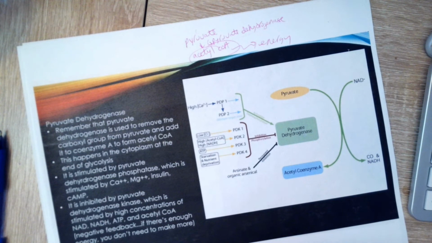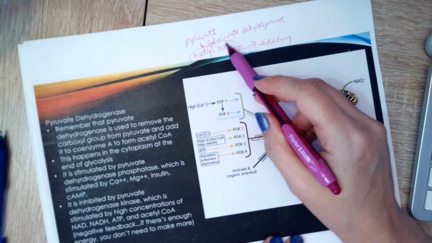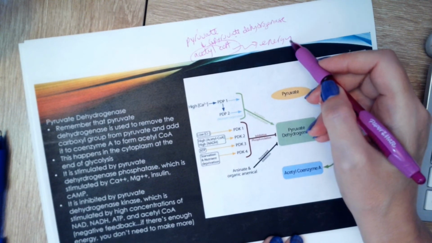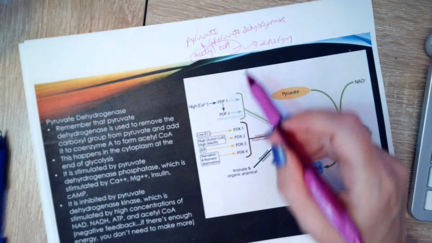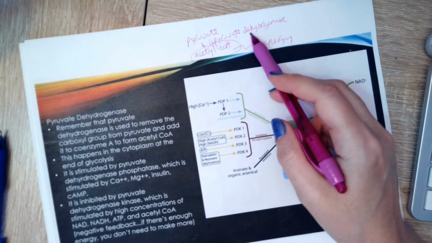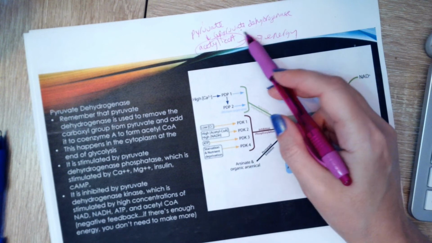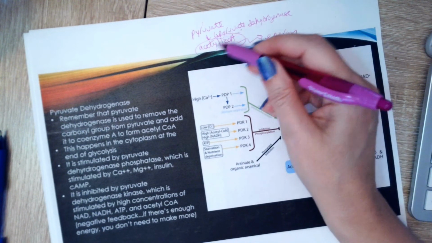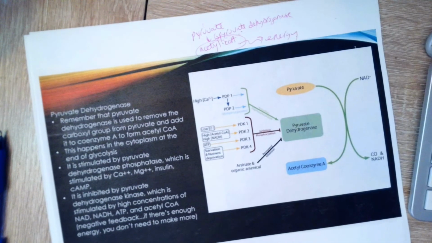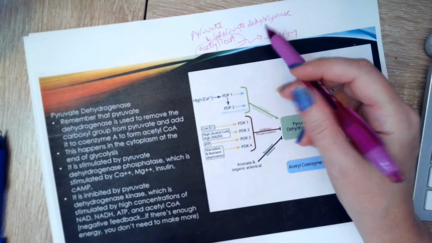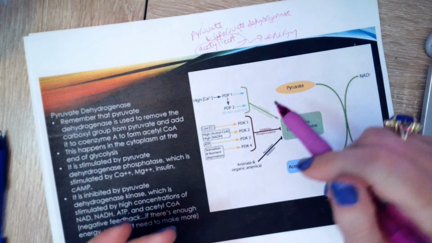So if we stimulate pyruvate dehydrogenase, we're going to get more acetyl-CoA, we'll get more energy, we'll run the Krebs cycle more. If we are inhibiting the pyruvate dehydrogenase, then we're not going to make as much acetyl-CoA, and we're not going to be able to run the Krebs cycle as much, at least from glycolysis.